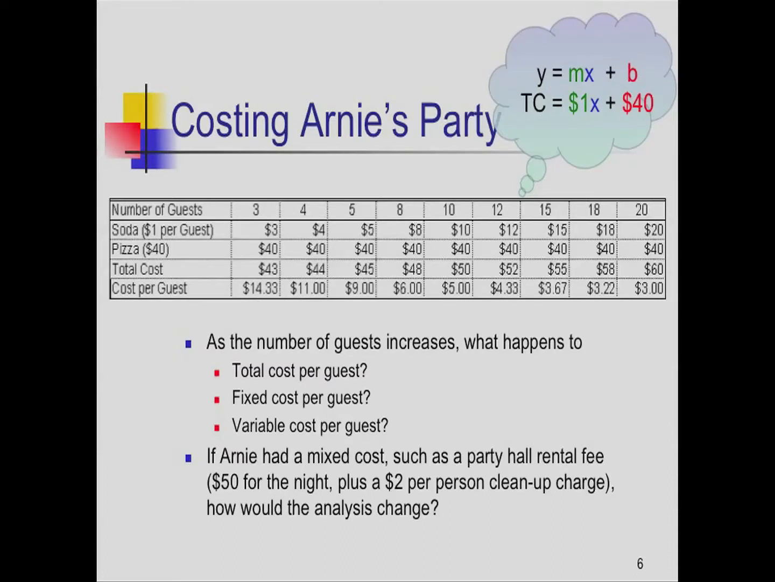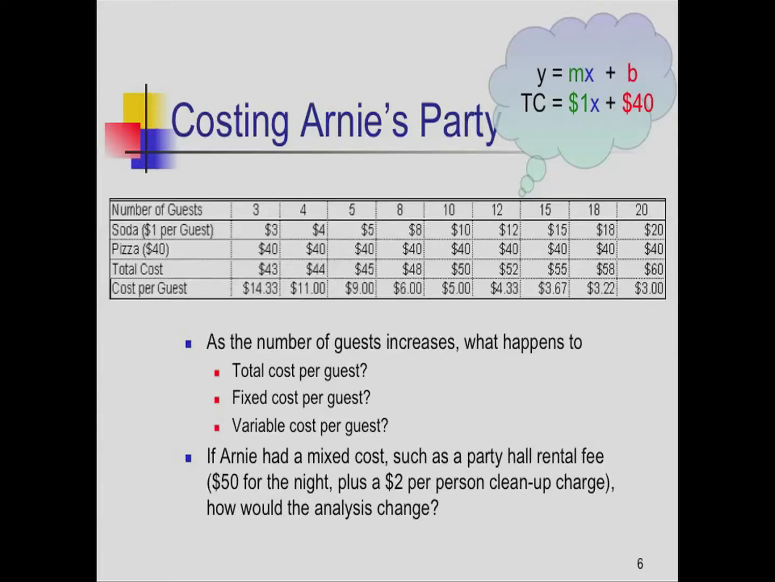Now, if we threw in a few other variables, such as there might be a rental fee, and there might be a cleanup fee as well. So again, these might be other types of assumptions that you might add to your own analysis. So this party hall rental fee that's $50 plus $2 a guest to clean up. How would you build that into this analysis? It's a mixed cost, $50 fixed, $2 variable. What would you do? You add the variable cost of $2 to the $1. Right.